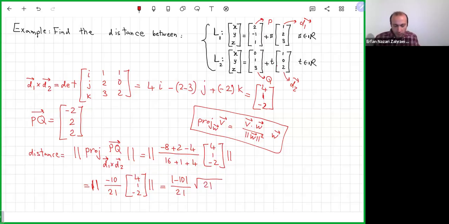So this is root 21. The length of this vector is root 21. What I have here is basically the square of root 21. Then you simplify root 21 and 21, and you drop the negative sign by the absolute value. You get 10 over root 21. And this is the distance between these two lines.